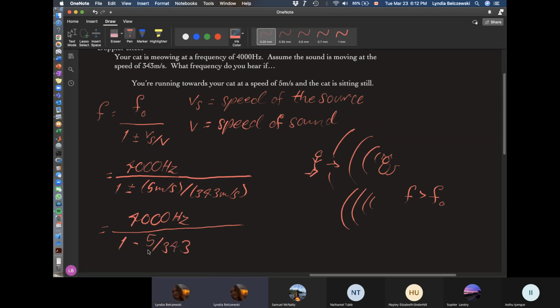And so we chose to make this a negative sign because we need the frequency that you observe to be bigger than the actual frequency. And so for f to be bigger, that means it's equal to this fraction, and so the denominator should be smaller, and we made that a negative sign in the denominator.